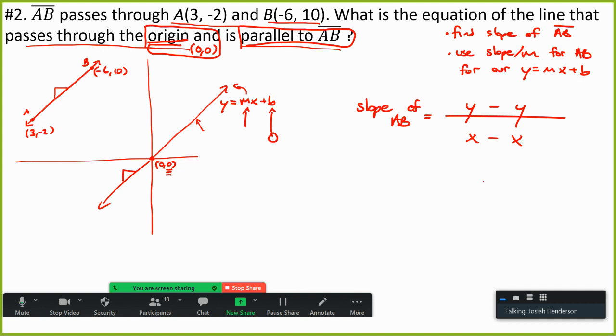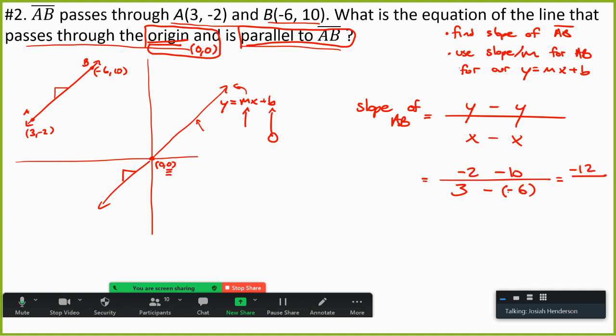Two y's, two x's, and they gave us those in the form of 2 points, A and B. So y minus y, negative 2 minus 10, and then 3 minus negative 6. Okay, practice with your negatives and positives here. Negative 2 combined with a negative 10, negative 2 minus 10. You're already down 2, and then you go down further 10. So you're a total of 12 down.